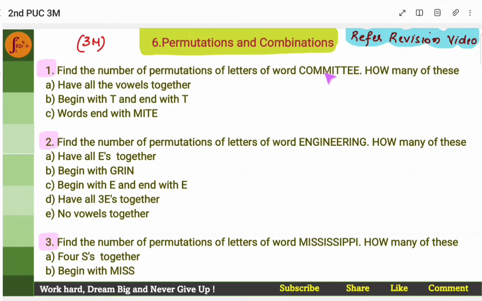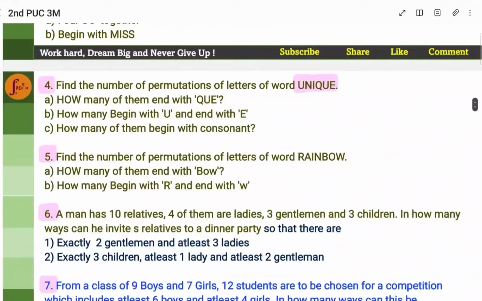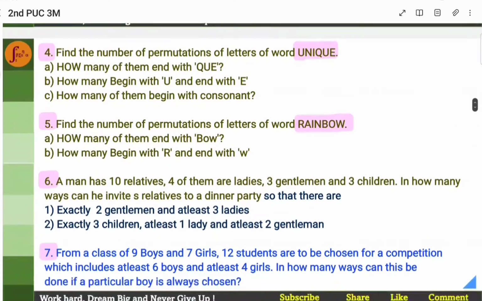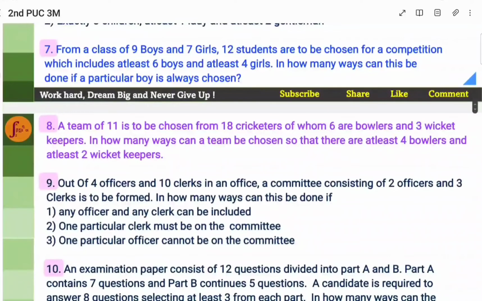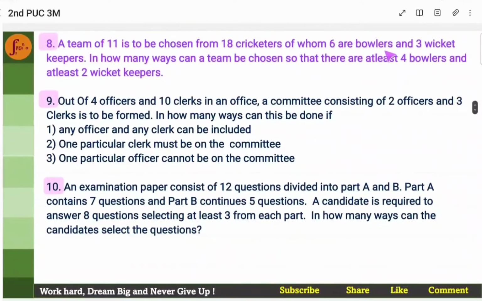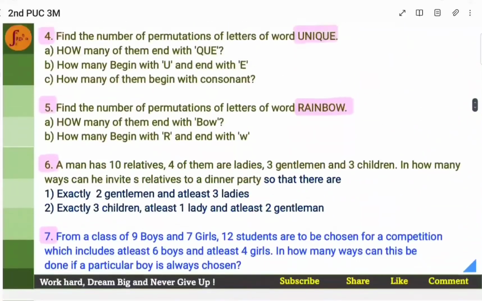Find the number of permutations of letters of the word committee. Engineering, any word can come, right? These are just examples. You have unique, you have rainbow, right? Now you have to find the permutations for different varieties of questions here. Then you have combinations related problems, right? How do you form a team? How do you select people? How do you form a committee? How do you form a cricket team? All these are combination related problems.